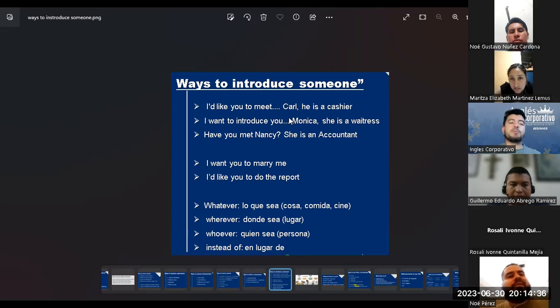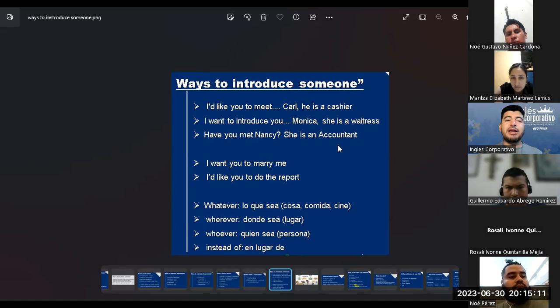Así que vamos a hacer algo. Me van a decir cualquiera de estas oraciones. Por ejemplo, I'd like you to meet. Y me van a inventar un nombre. Puede ser alguien que ustedes conozcan. Por ejemplo, I'd like you to meet Louis. He's a driver. O pueden ser, I want to introduce you, Lisette. She's a supervisor. O pueden ser, have you met Maria? She's the manager.